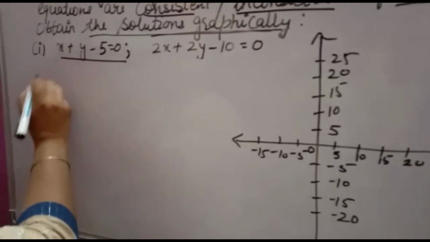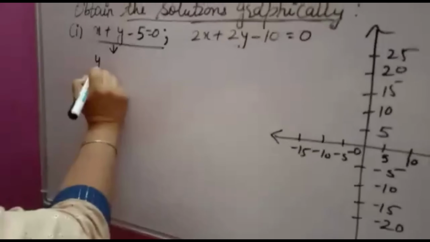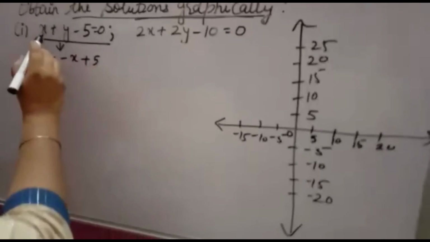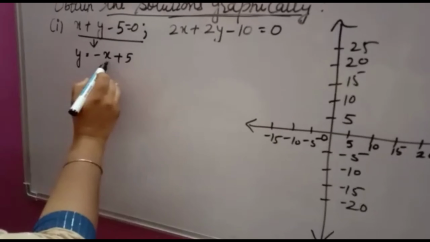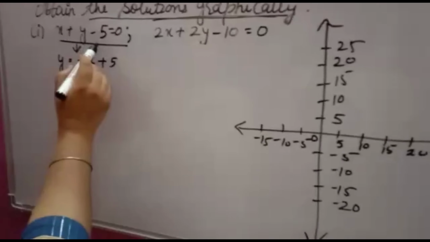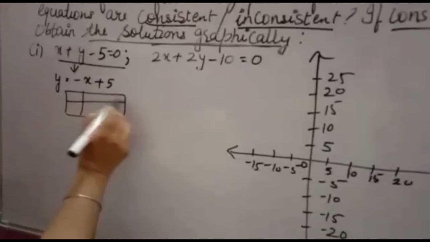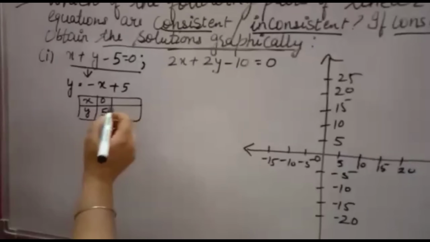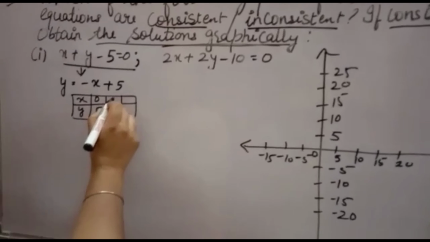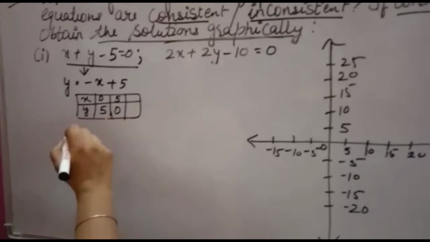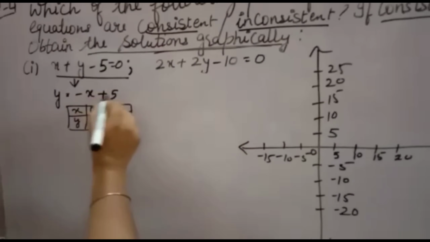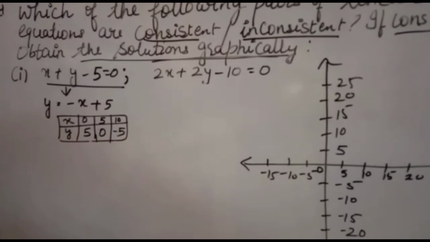So firstly you have to make a table for this. For that you can write y is equal to minus x plus 5. Y will remain here and x will go that side. It is positive, it will become minus. Here minus 5 is there, it is negative, it will become plus 5 when it goes that side. You will form the table. X value you will give firstly 0, y will come 5, minus 0 plus 5, that is 5. Then x value you will give 5, y value will come 0. X value you can give 10, so minus 10 plus 5, y value will come minus 5.